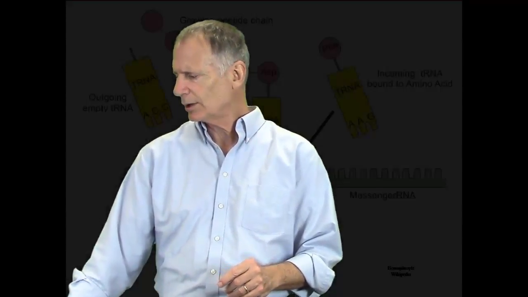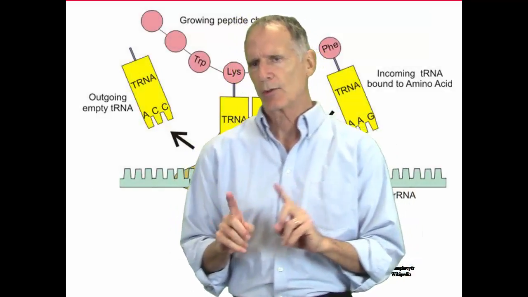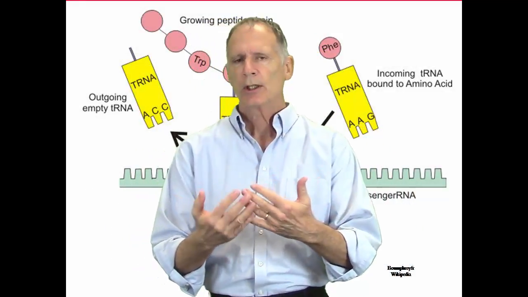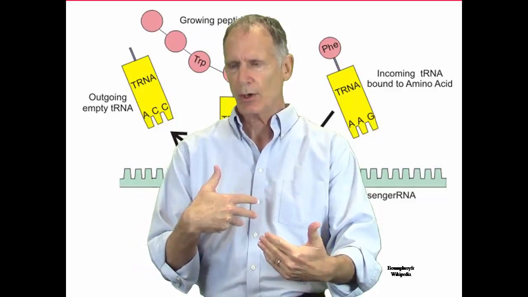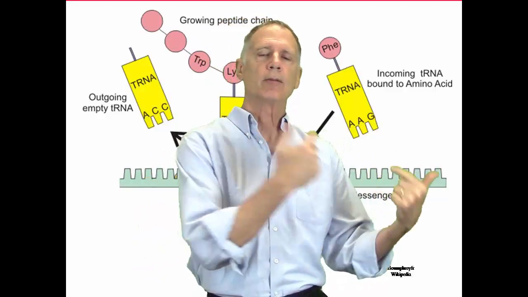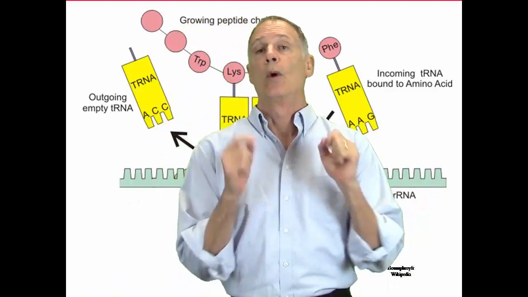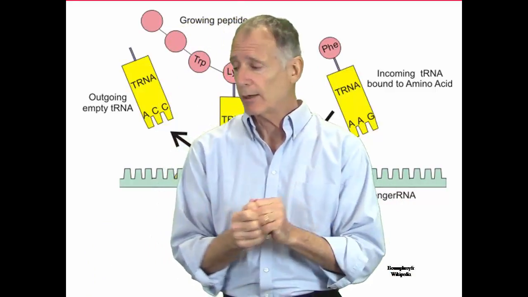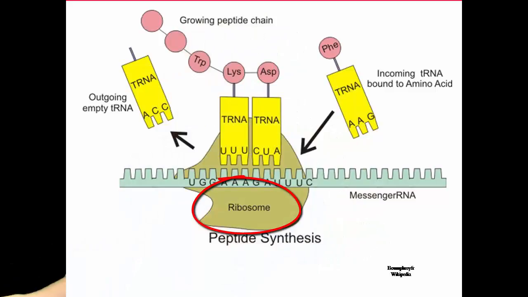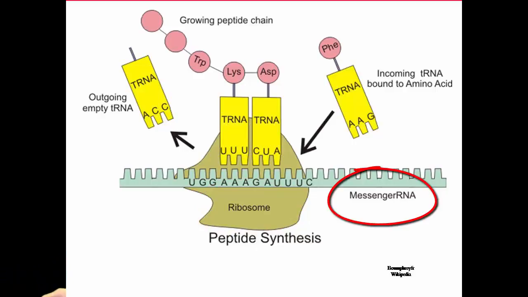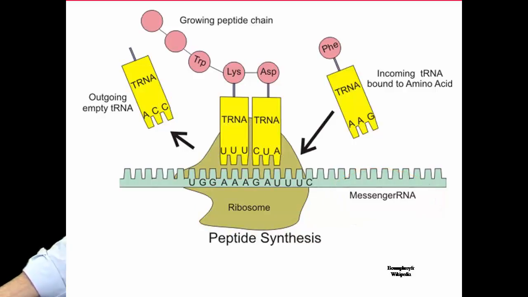So let's take a look now at translation in some more detail. Remember, transcription is converting the DNA to messenger RNA in the nucleus so that the messenger RNA can leave the nucleus and go out into the cytoplasm. Once it gets out into the cytoplasm, it's going to be picked up by the ribosome. The ribosome is a biological machine that literally reads the messenger RNA. And it reads the messenger RNA from left to right.